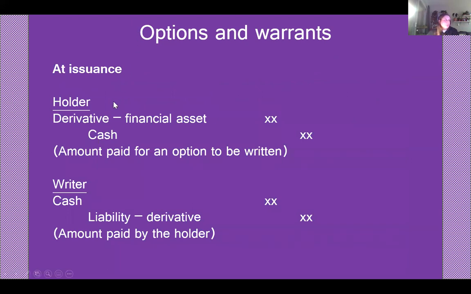So at issuance, the holder is going to record a financial asset, and they're going to credit the cash for the amount that they paid for an option to be written. So that means that they paid the writer, let's say $500, to get their options written. If it says that they didn't pay anything to get their options, then you don't have to put a journal entry. It's going to be specified in the problem. And for the writer, it's exactly the same transaction but reversed. They're going to receive the cash from the holder, and they're going to create a liability derivative.